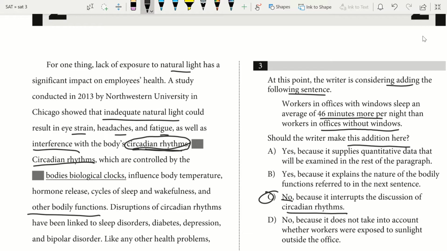We don't want to add this sentence because it interrupts the discussion of circadian rhythms. Alright, now we have our question here. So we have, which are controlled by the body's biological clocks. Well, the body's needs to be possessive, right? Because it's their biological clocks. So we can go ahead and get rid of no change.